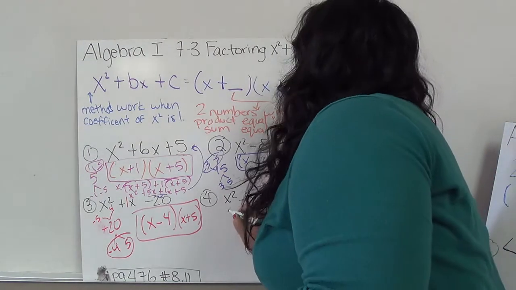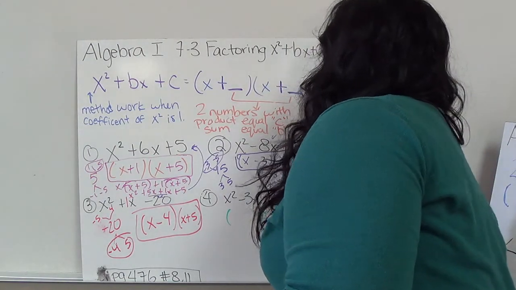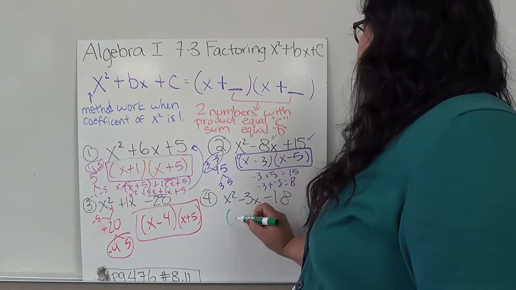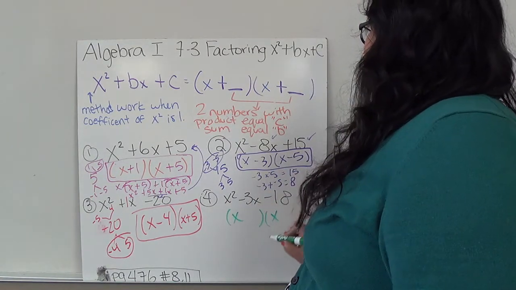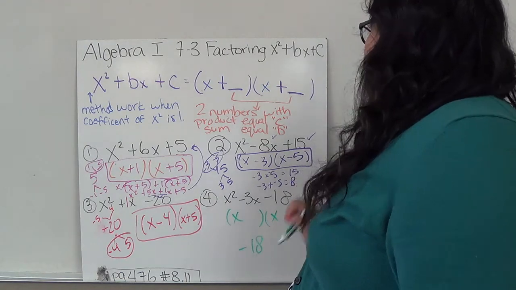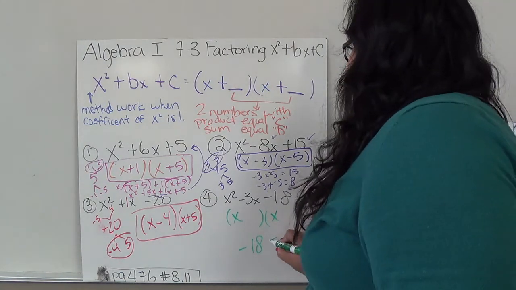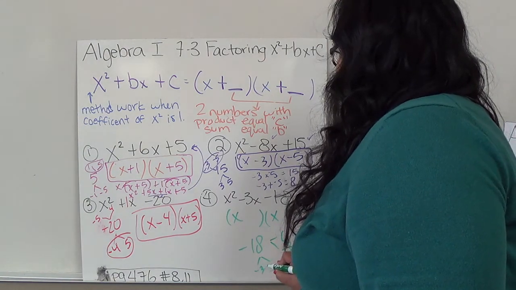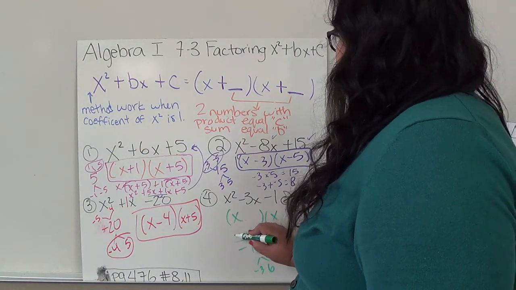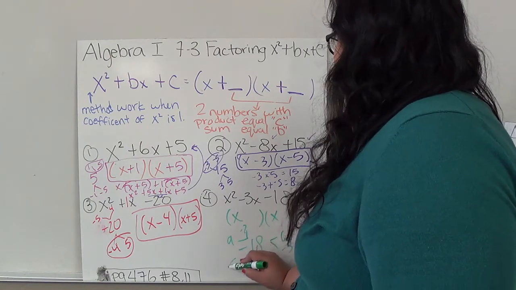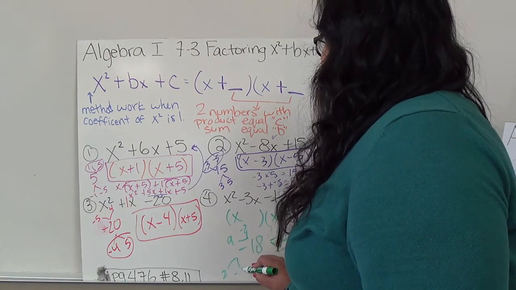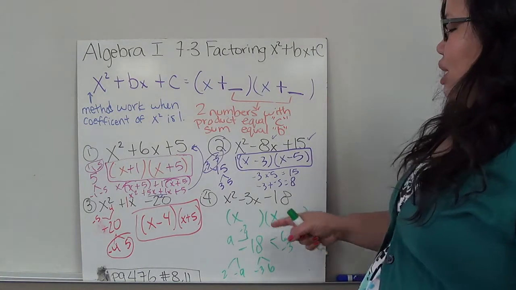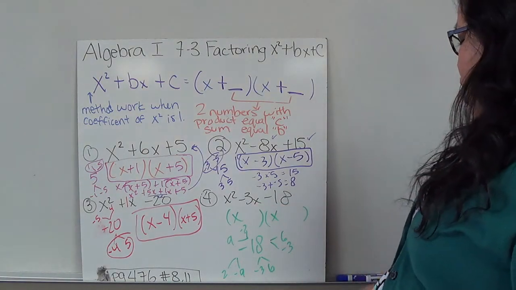Two numbers that when multiplied together give me negative 18, but when added together get me negative 3. So let's take 18 and start factoring it. I know I can do 6 and negative 3, or negative 3 and 6. There's also 9 and negative 2, 2 and negative 9. I can do 1 and 18. There are lots of factors, but I'm looking for one that when added together gets me a negative 3.